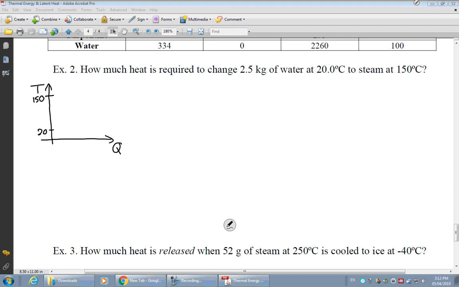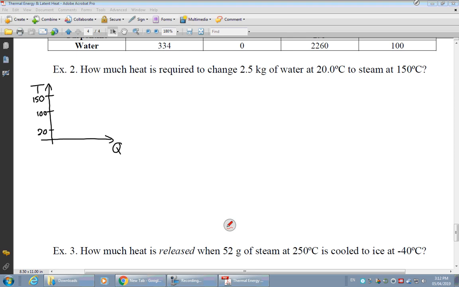But those aren't the only two key points, because we know something very special is going to happen to this water when it gets to 100 degrees Celsius, which I'm going to label right around there. At 100 degrees Celsius, it's not going to absorb any thermal energy that changes its temperature. It's going to be absorbing latent heat. And so our temperature actually won't change for a brief period of time when it gets to 100 degrees Celsius.